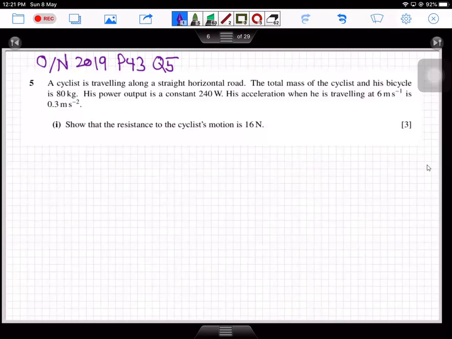The question says that a cyclist is traveling along a straight horizontal road. The total mass of the cyclist and his bicycle is 80 kg. His power output is a constant 240 watt. His acceleration when he is traveling at 6 meter per second is 0.3 meter per second square. Show that the resistance to the cyclist motion is 16 Newton.